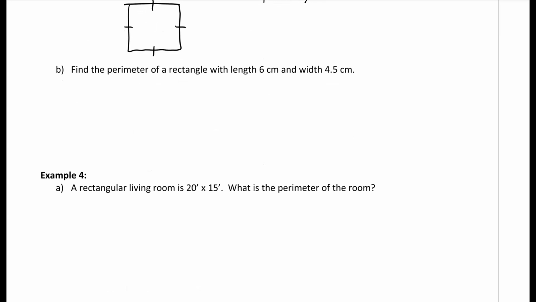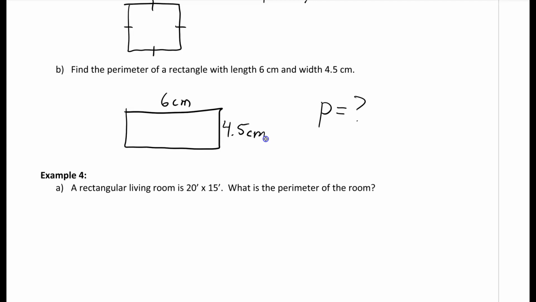B says find the perimeter of a rectangle with the length of 6 centimeters. So let's go with a length of 6 centimeters and a width of 4.5. I'm going to switch that just so it matches with their diagram. So 6 centimeters and 4.5 centimeters. And again, I'm going to leave this one for you to solve for what the perimeter is. Remember, the top and the bottom are the same, and the left and the right are the same.